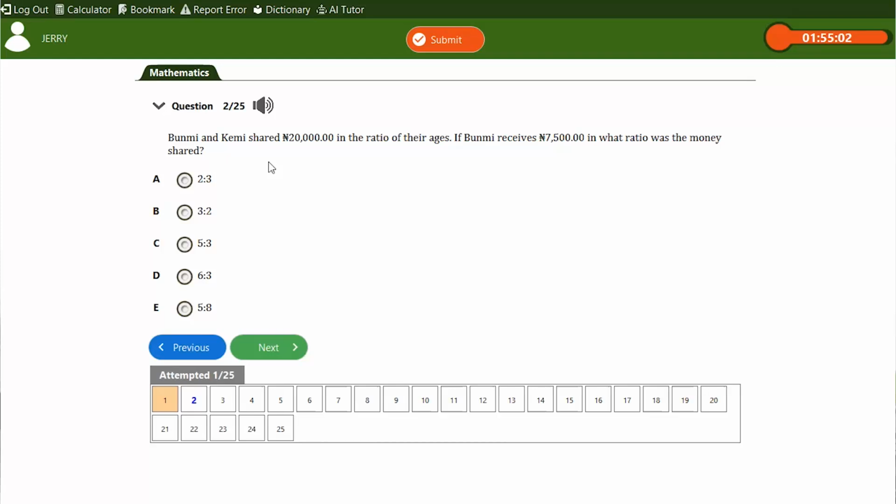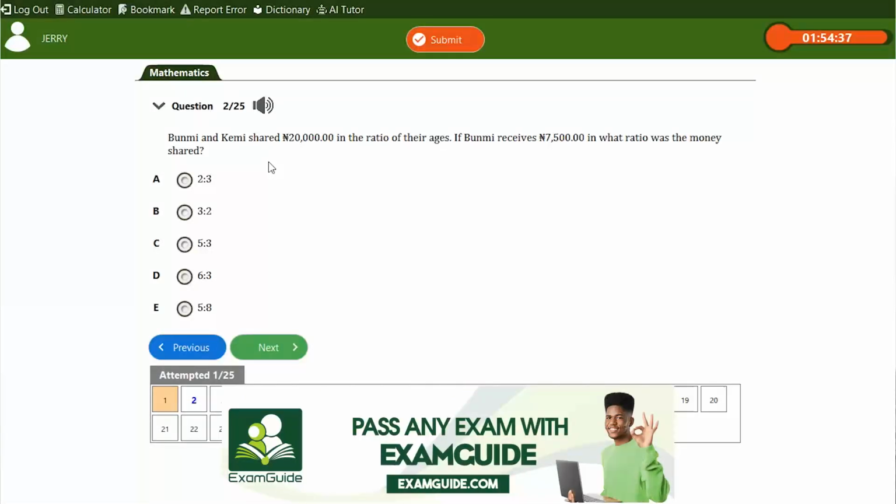Okay, let's see this. Number 2, Bumi and Kemi shared 20,000 naira in the ratio of their ages. If Bumi receives 7,500, in what ratio was the money shared? So they're asking us the ratio that money was shared.